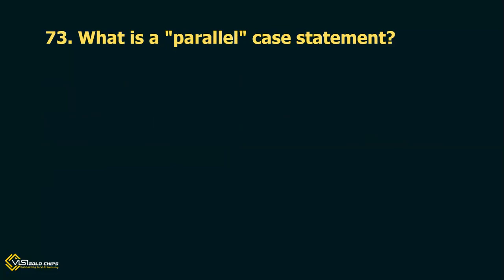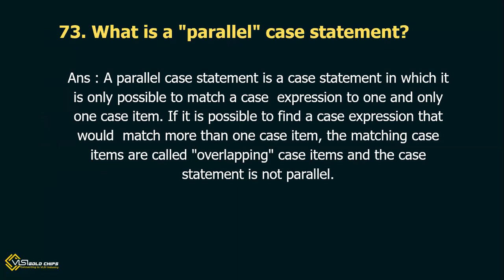What is a parallel case statement? A parallel case statement is a statement in which it is only possible to match a case expression to one and only one case item. If it is possible to find a case expression that would match more than one case item, the matching case items are called overlapping case items, and the case statement is not parallel.